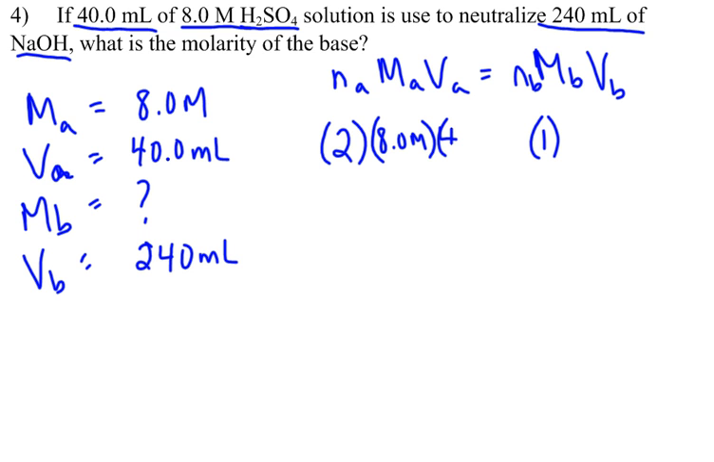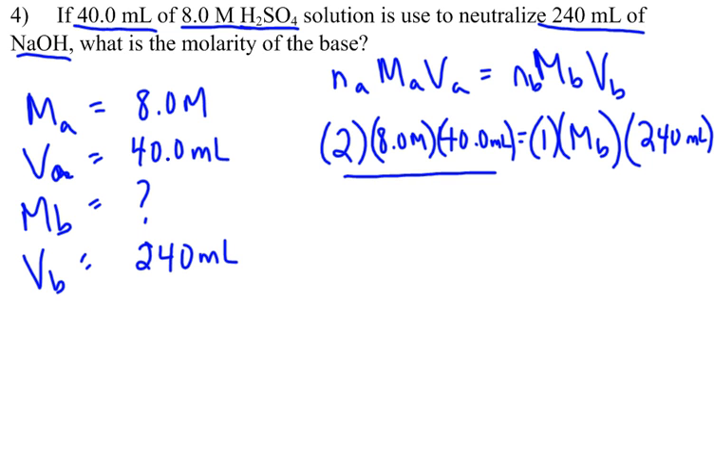Okay, so plugging things in, the molarity of our acid is 8.0 molar. The volume of our acid is 40.0 milliliters. That's going to be equal to 1 times the molarity of the base, which is what we're solving for, times the volume of our base of 240 milliliters. Okay. We're dividing everything by 1 and 240 milliliters.